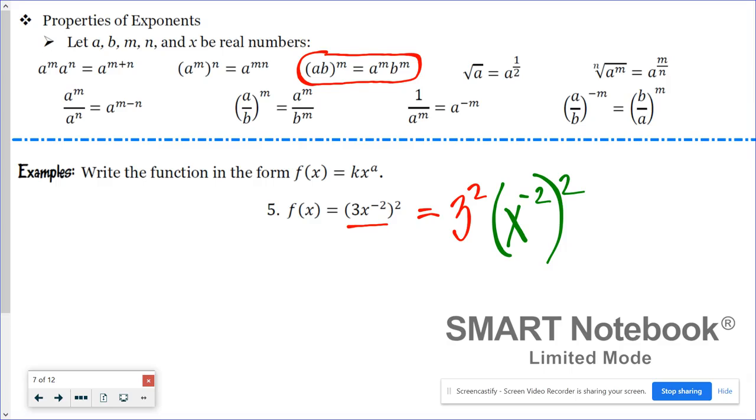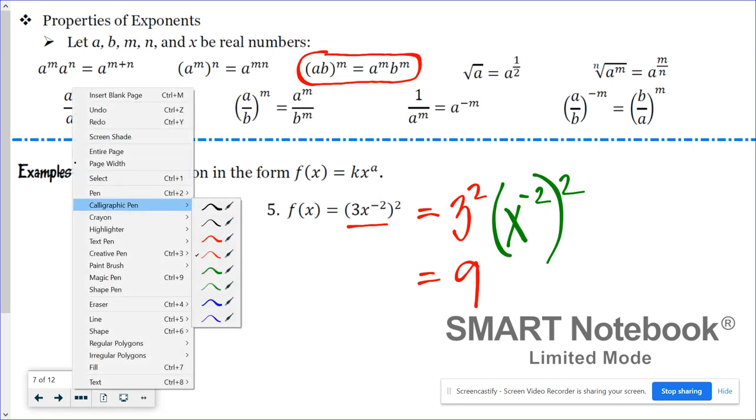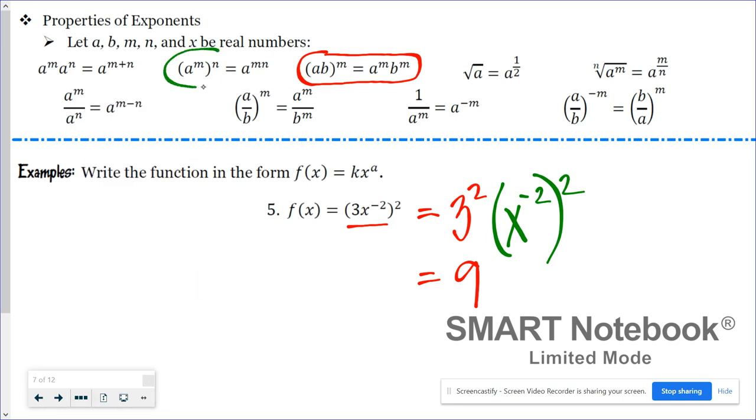Now 3 to the 2nd power is 9. When it comes to the x to the negative 2nd power squared, that's this power rule. I'm taking something with an exponent and raising it to a higher power, so I'm going to multiply my exponents. So negative 2 times 2 is negative 4.